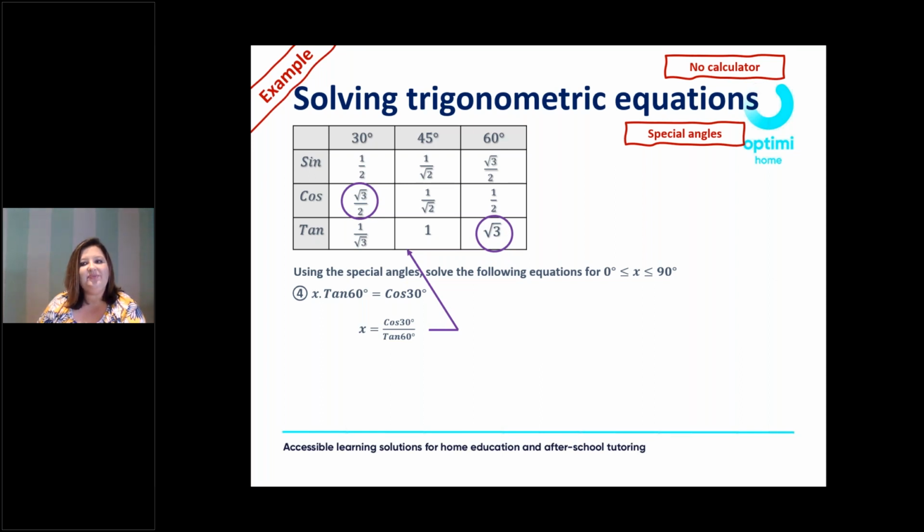Right, so I know the answers, I know the values. I am just going to substitute it into this expression. So we said that cos 30 is square root 3 over 2, and my tan 60 is square root 3. And when you simplify that, you will get that x is equal to a half. Now, do you see that I don't have a degree sign over there? It is because I'm not calculating an angle at this stage.